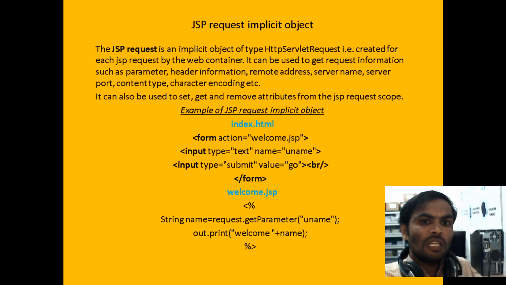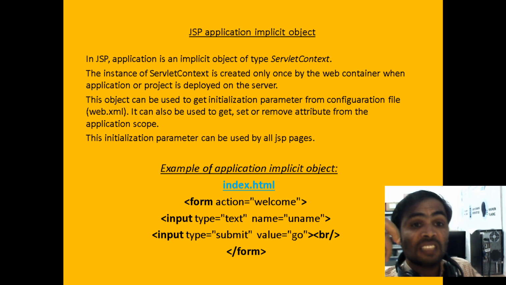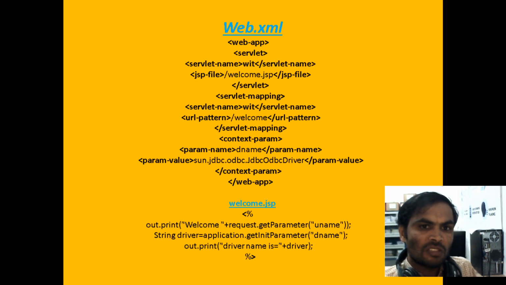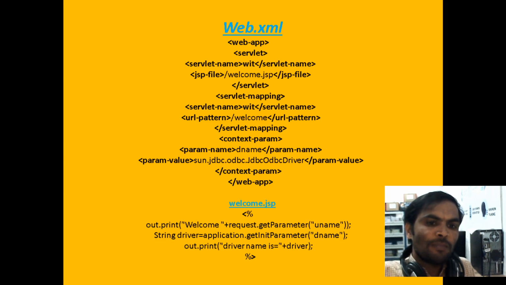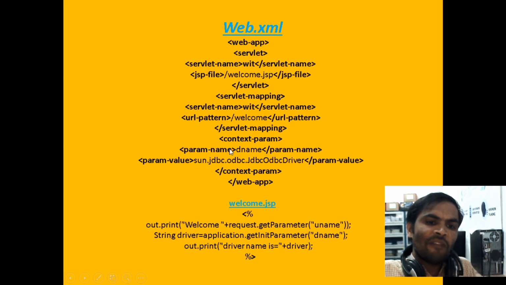Now coming to the implicit objects, the request object you learned, coming to the application. It is similar to your servlet context. If you have 10 servlet programs, it creates one unique object, the servlet context. Coming to the JSP, it creates it as the application object. For all JSPs, it creates only one unique application object, with the help of the context parameter, under which param name and param value will be there.